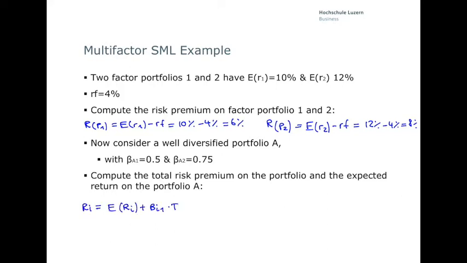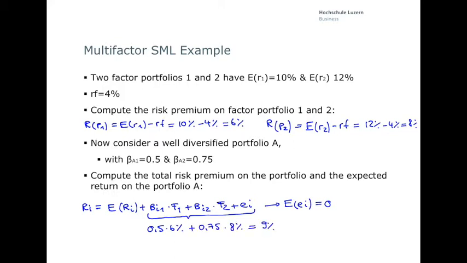which is simply the risk-free rate plus the total risk premium, whereas the expected error terms are equal to 0. This means 0.5 times the 6% previously calculated plus 0.75 times the 8% premium of portfolio 2 equals a 9% total risk premium. Adding the 4% risk-free rate totals 13%.